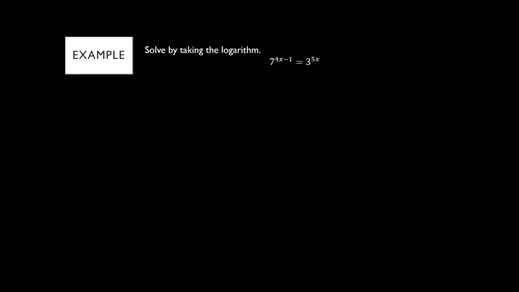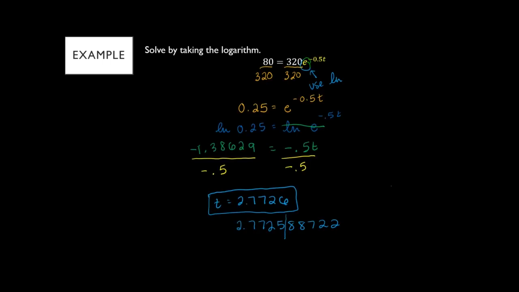Okay, let me go back. You have an error. The 88722 is just part of this line. That was part of the decimal. I drew the line here just to show where we were rounding. So that 88722 was just the rest of the decimal places, and we divide the negative 1.